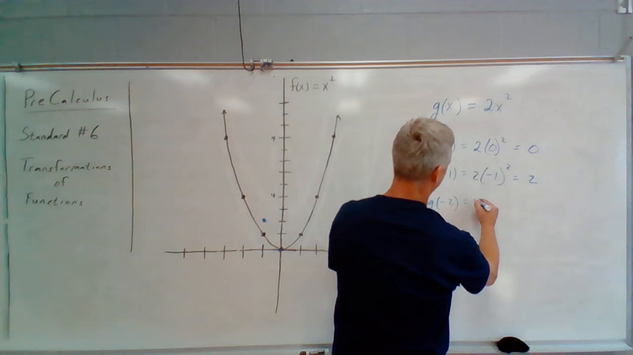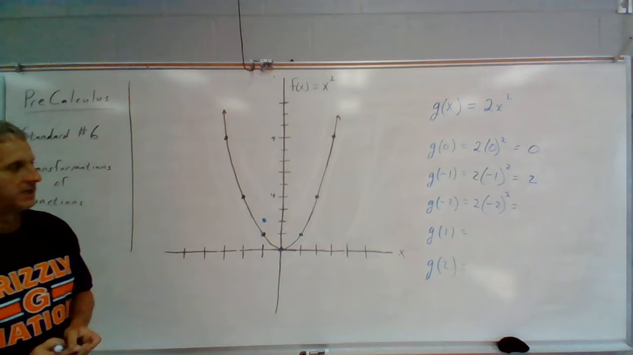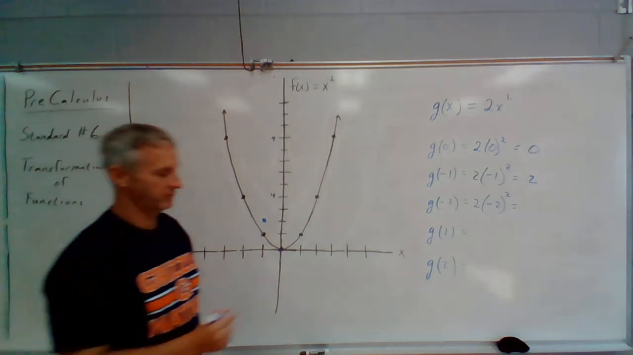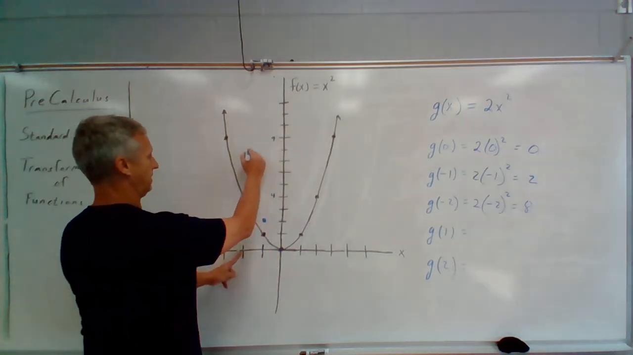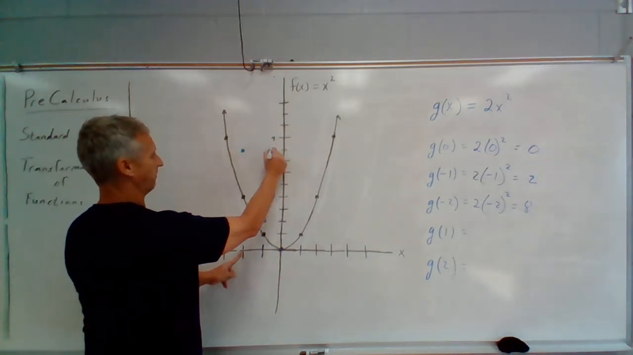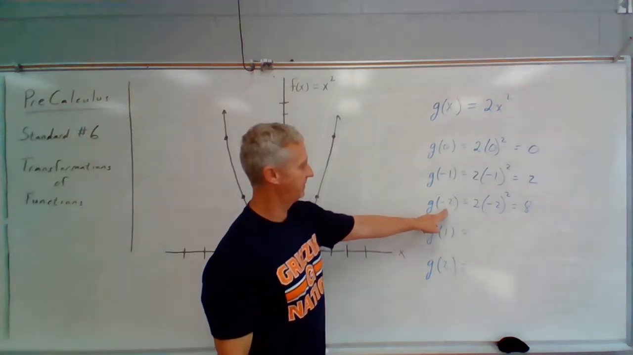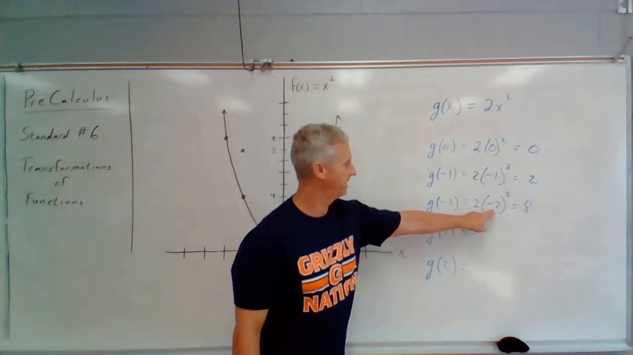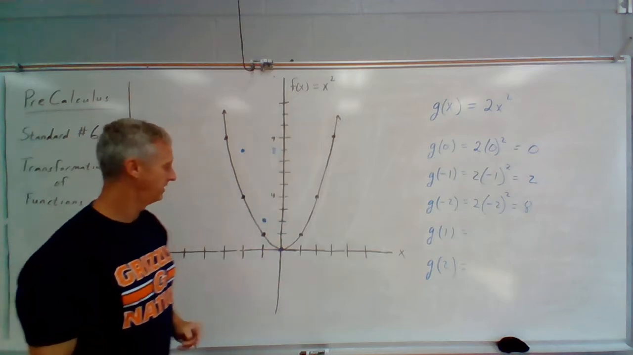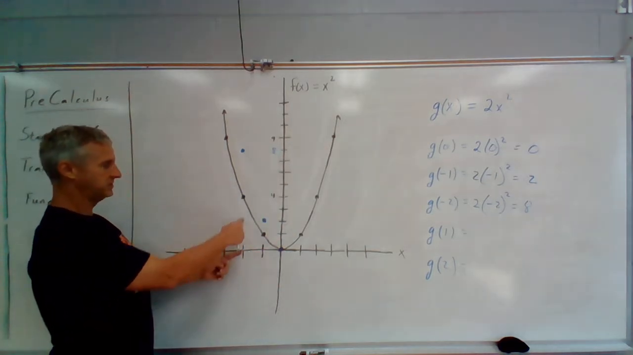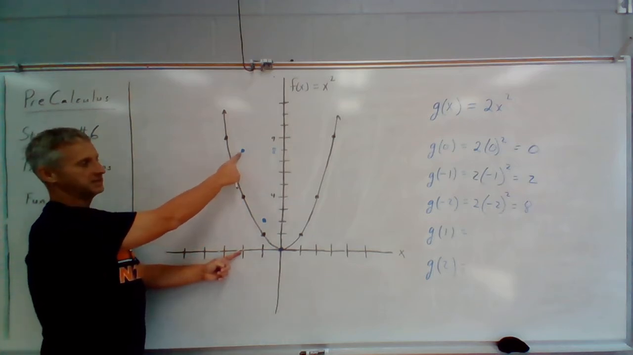All right. Plug in a negative 2. It'll be 2 times negative 2 squared. Negative 2 squared is 4. 2 times 4 is 8. So I plug in a negative 2, and I get 8. And notice that plugging negative 2 into the blue function is the same thing as plugging negative 2 into the original function and then multiplying your answer by 2. When I plug negative 2 into the original function, I got 4. But now I'm going to multiply that 4 by 2 and get an 8.